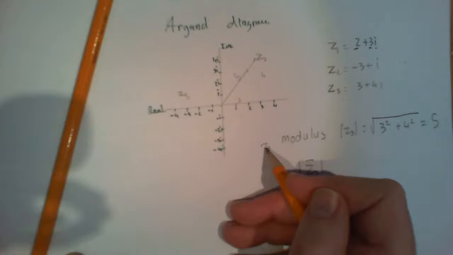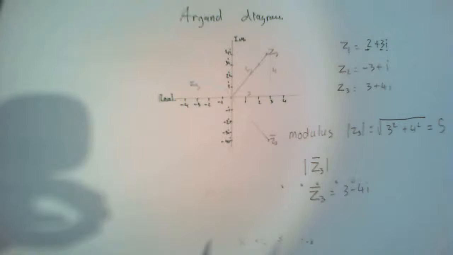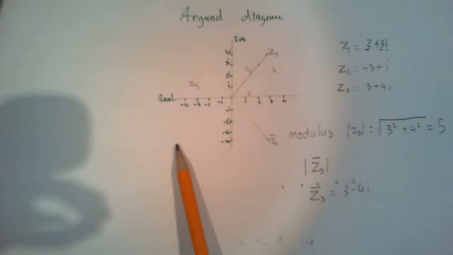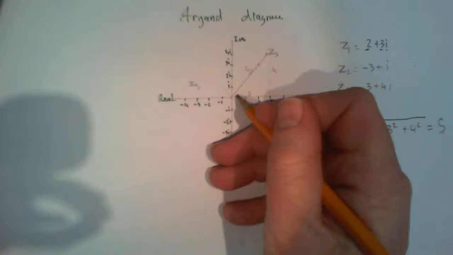So you can see it'll be the same distance, just reflected. And if I got the conjugate of this one, it'll reflect over here. And if I got the conjugate of this one, it'll reflect over here. So you actually get 90 degrees between each one. That's a 90 degree angle, which is pretty cool.